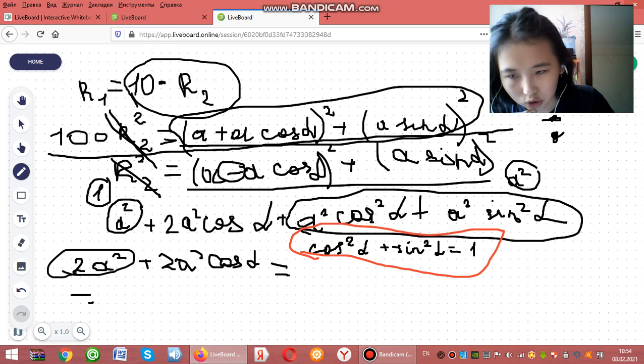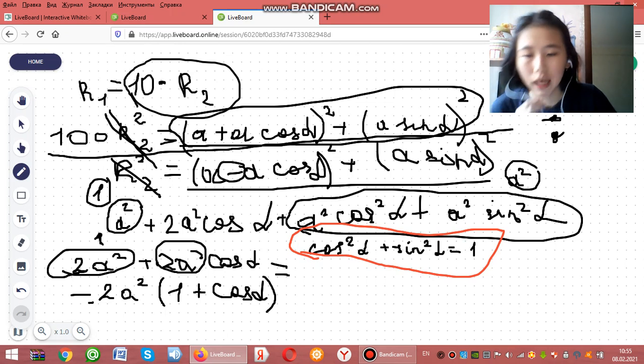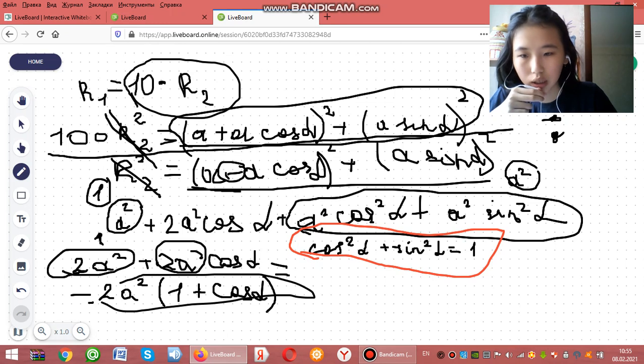Here again 2a square and 2a square. We can write it this way: 2a square times, in brackets, 1 plus cosinus alpha. And where there is a minus, it will be the same equation, but with a minus.